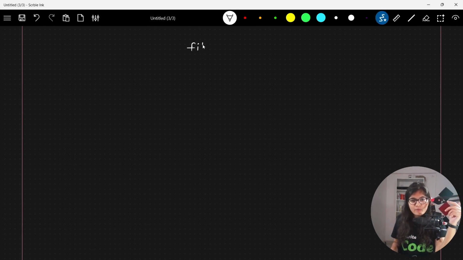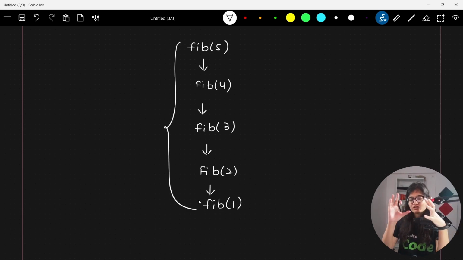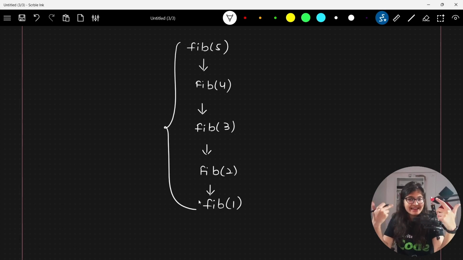We are not solving those things again and again. Suppose I want to solve fib of 5. So I will solve fib of 4, fib of 3, fib of 2 and fib of 1. So at max, these values will directly be returned. For 5 function calls, we are solving only 5 things. We are not solving the same thing again and again, like in the previous case when we were doing it only with the help of recursion.